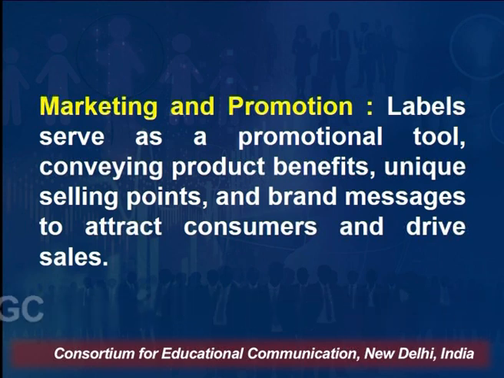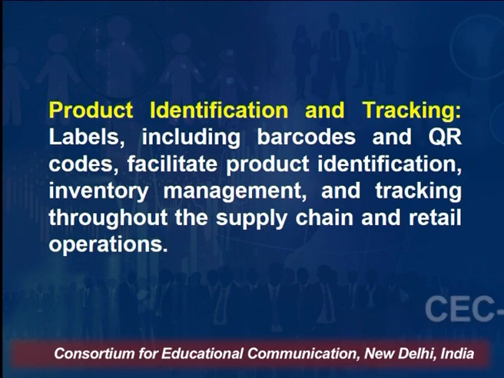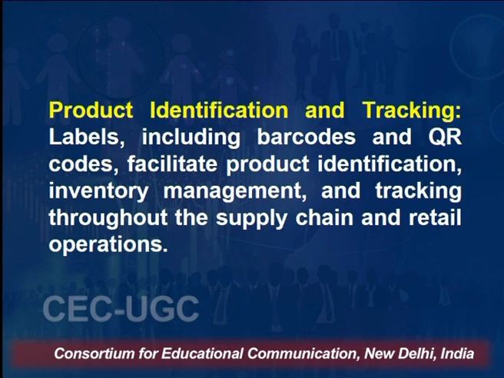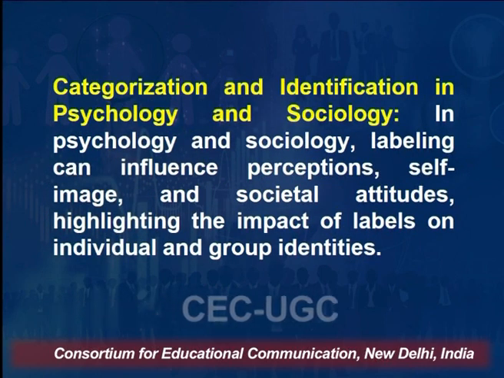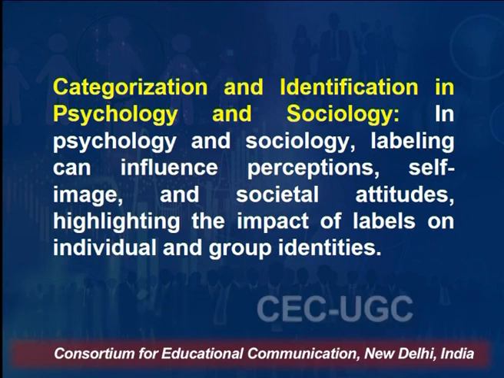The labels serve as a promotional tool, conveying the product benefits, USP, that is unique selling points, and brand messages to attract the consumers and drive the sales. Product identification and tracking through QR codes, which helps in the supply chain and the retail operations. Now, basically the categorization in terms of psychology and sociology is also important as it helps in the data analysis and machine learning.